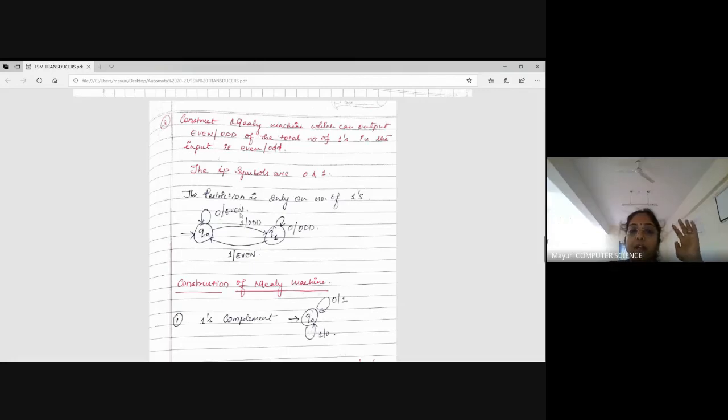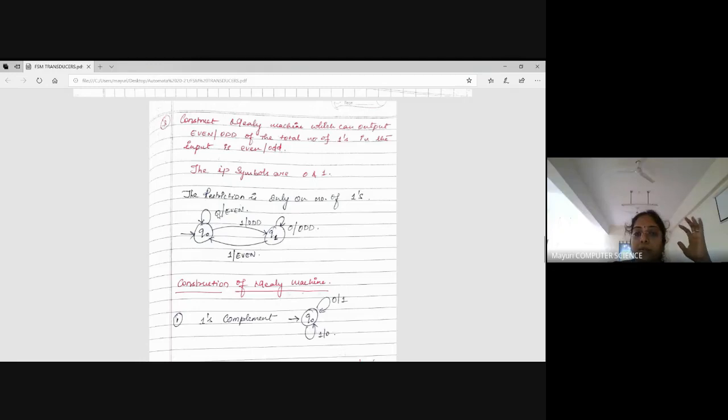When I was teaching about DFAs also, even means zero ones in the input, right? Zero, two, four, six ones, like that. So I consider my initial state with the output called even, where its input is zero. Is it fine?